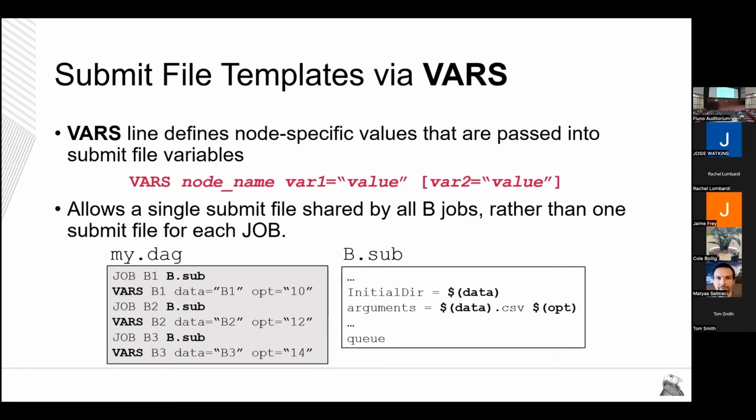So we still queue just one job process in that submit file. But you'll see over in the DAG file, in addition to defining each of our B1, B2, B3 jobs with that single submit file, we can populate the values for the data and opt variables that we've defined in the submit file. So now we have one submit file that could be used for n number of B jobs just by building these VARS statements into our DAG file.